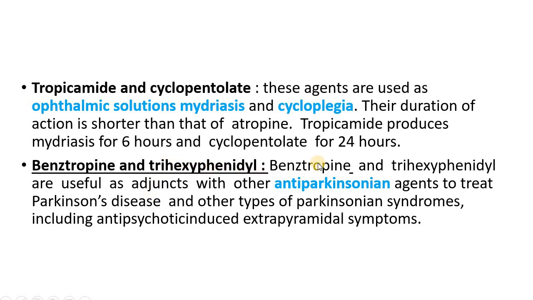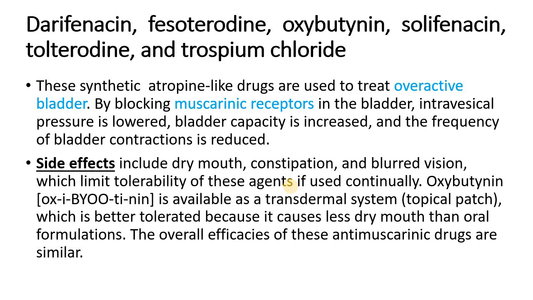Benztropine and trihexyphenidyl are useful as adjuncts with other antiparkinsonian agents to treat Parkinson's disease and other types of parkinsonian syndrome, including antipsychotic induced extrapyramidal symptoms. We will discuss these drugs in Parkinson's disease, but here you have to learn the TB drugs, benztropine and trihexyphenidyl, are used for Parkinson's disease. Darifenacin, fesoterodine, oxybutynin, solifenacin, tolterodine, and trospium chloride.